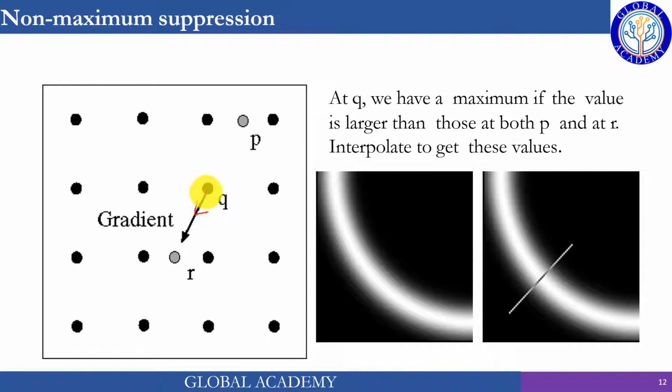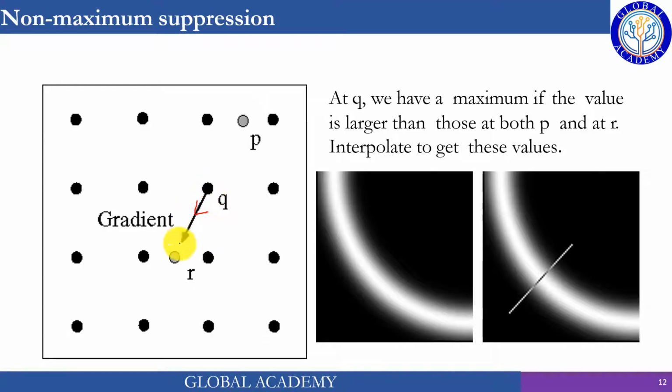So if the pixel under consideration is lesser than the virtual pixel, which is in fact an interpolated value of this pixel and this pixel, which we calculated based on the direction and the magnitude of the gradient, then we have to place a 0 over here. That's like suppressing the non-maxima gradient.